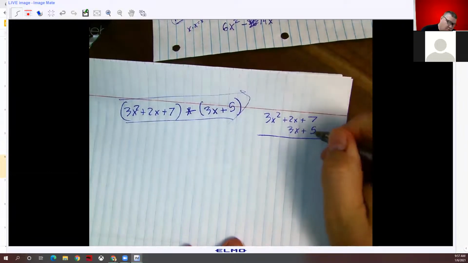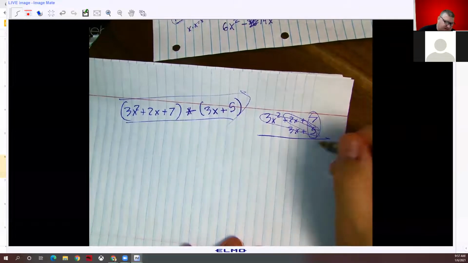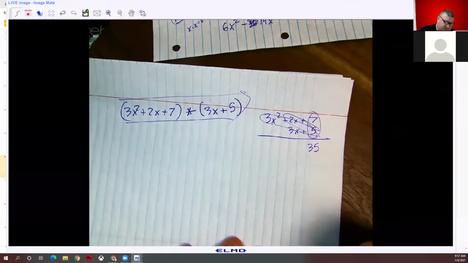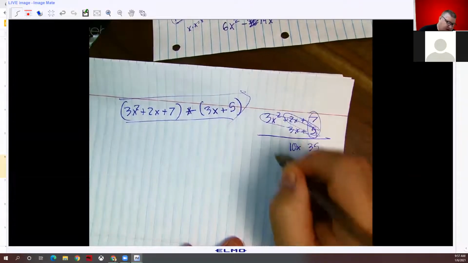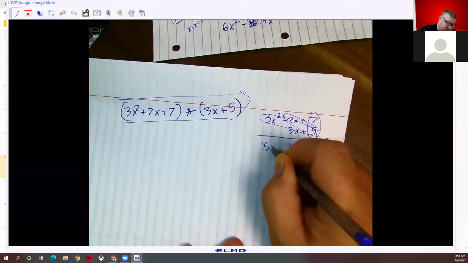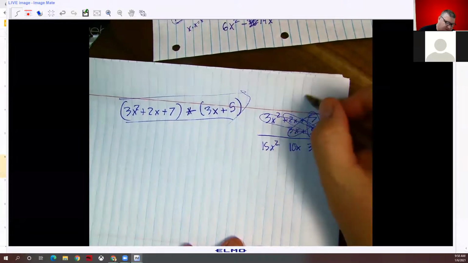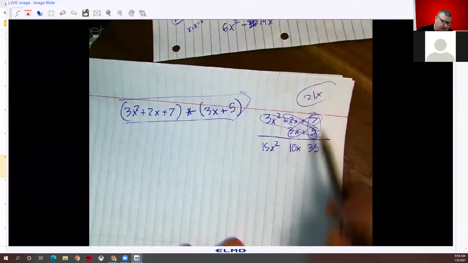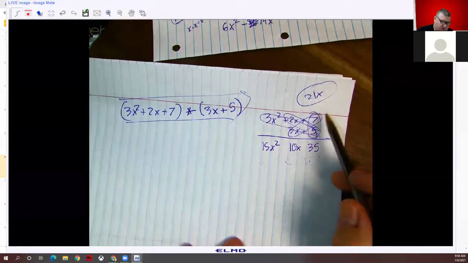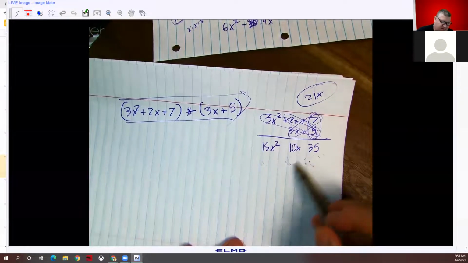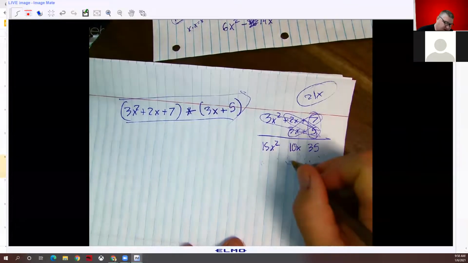Vertically. Here we go. Well, gee, this is why we did that a second ago, because it's exactly the same thing. 7 times 5 is 35. The only difference is we don't need to carry. 2x times 5, 10x. 3x squared times 5 is 15x squared. Now, when I go to do the next piece, I got 3x times 7, that's 21x. Where does 21x go? Does it go under the 35, the 10x, or the 15x squared? Below the 10x. Very good.